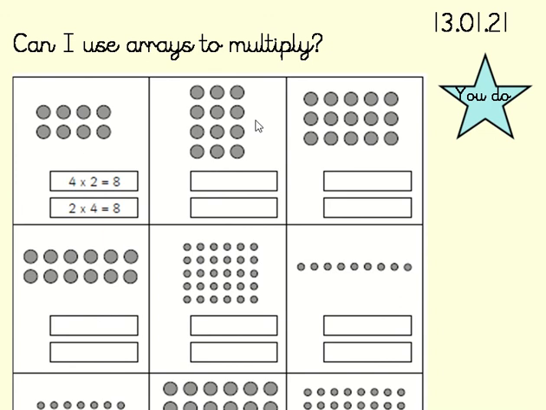I'll do a couple of examples with you. So here we've got either, we could say 4 lots of 2. So that would be looking at it this way. 4 lots of 2, just like that. 4 lots of 2 equals 8. And then we can swap it round. And I'll just delete those so that you can see that we can also show that as 2 lots of 4 equals 8.